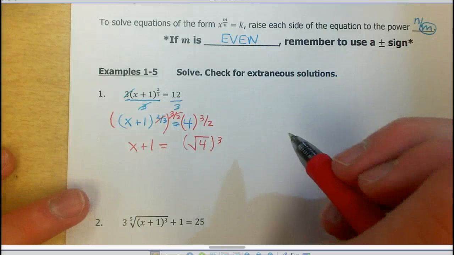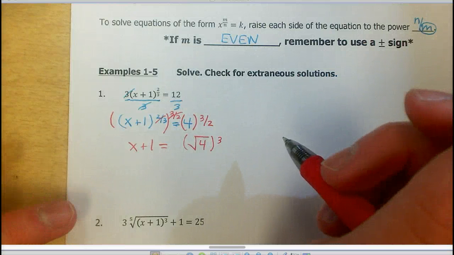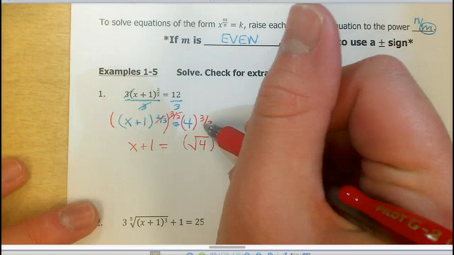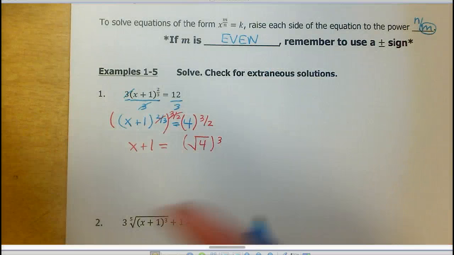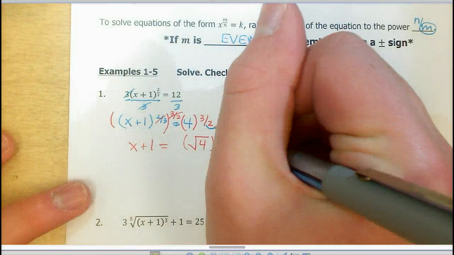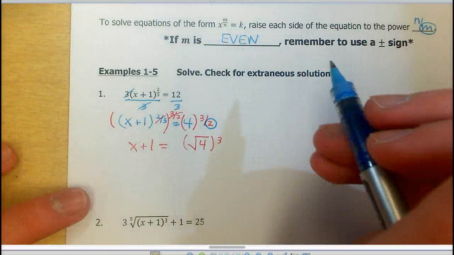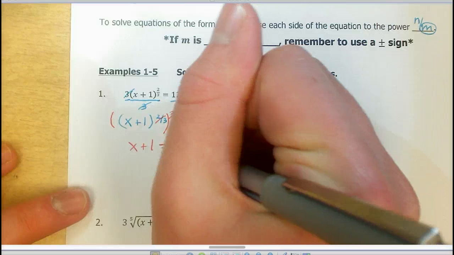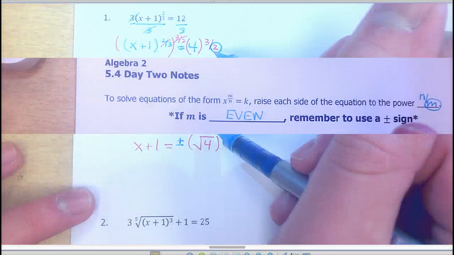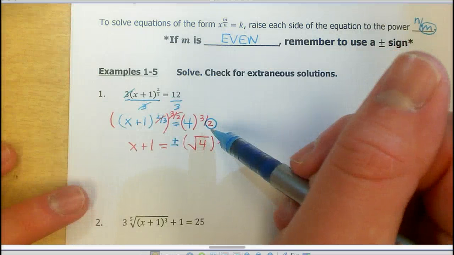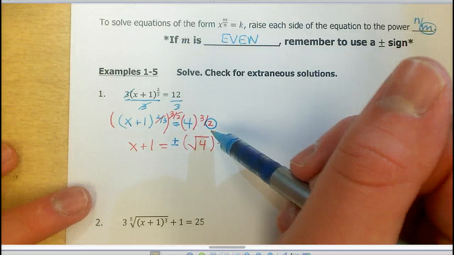And you also have to remember that for this problem, because the denominator of that exponent is even, that implies that you need to use a plus or minus sign over here on the right side. The reason being is a square root, whenever you take the square root of two sides of an equation, you know you must use a plus minus sign.